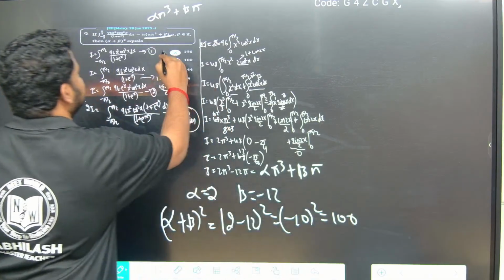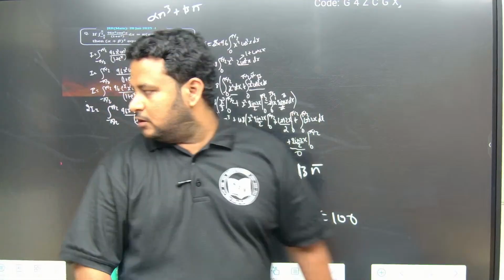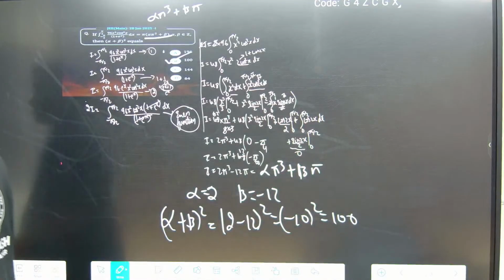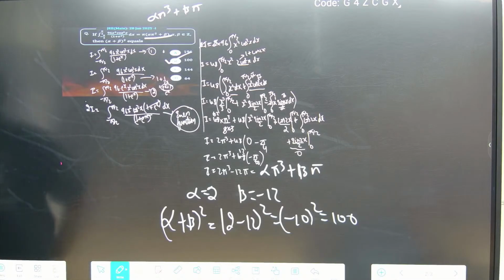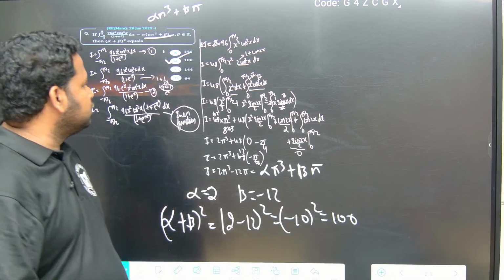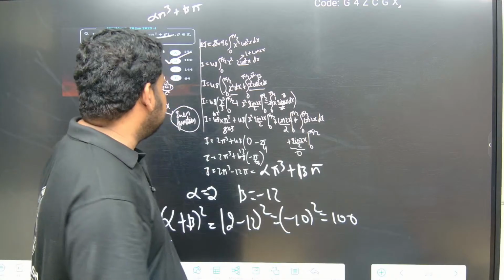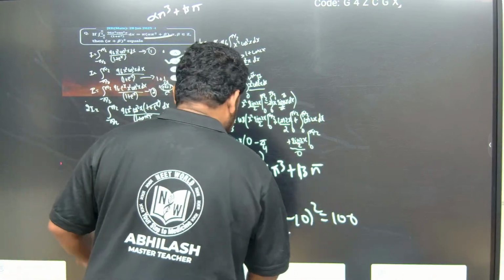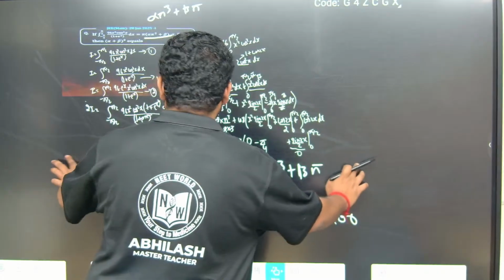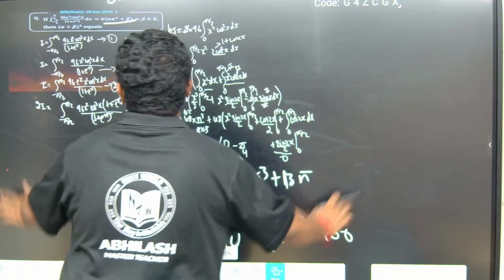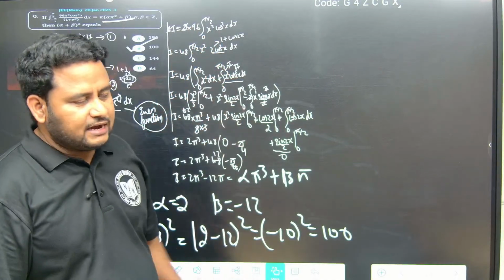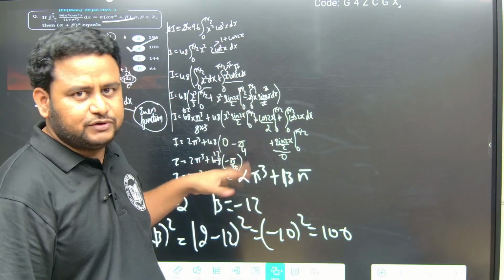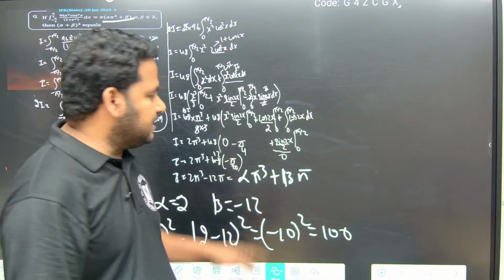So the answer to this question is option B, 100. Option B, 100 is the right answer to this question, friends. I hope it is clear to all of you. Here also we used the King's rule. Be careful while taking the limits, while doing integration by parts, and also while applying the limits. This is how you have to solve this question. Let us move to the next question.